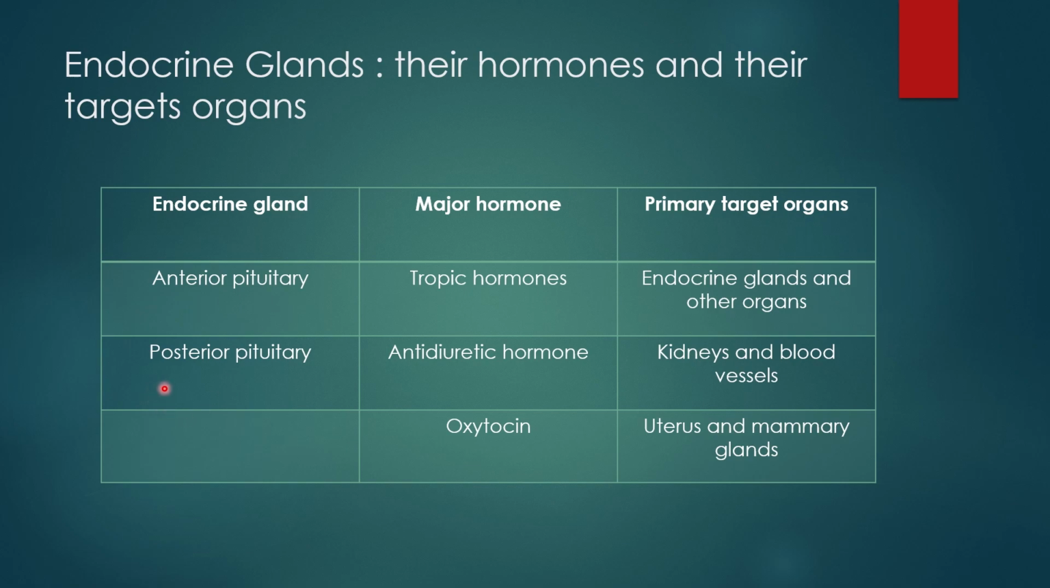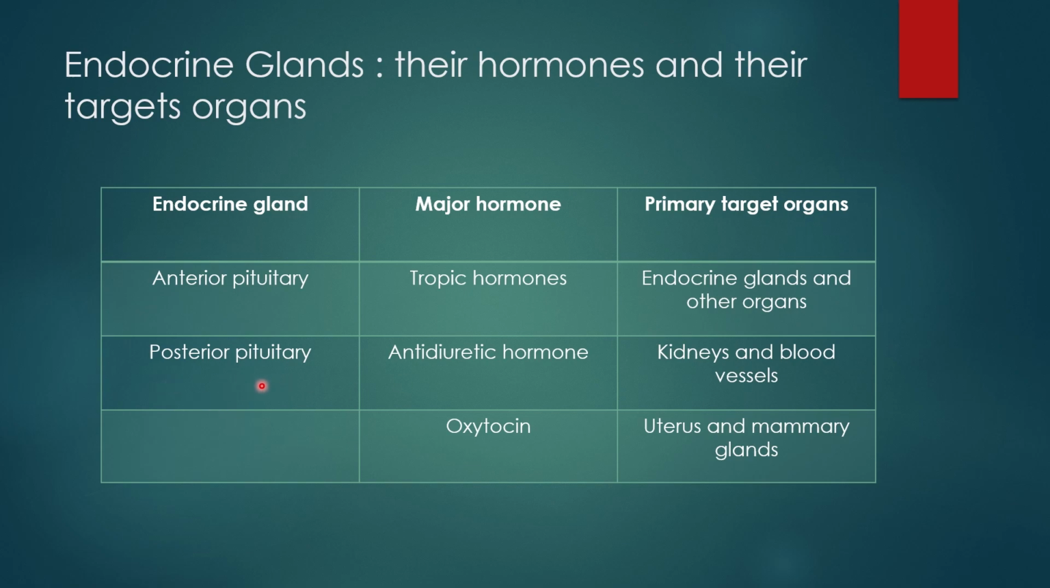Anterior pituitary and posterior pituitary, these two glands are under direct control of the hypothalamus. The anterior pituitary, which is also called adenohypophysis, synthesizes tropic hormones. There are seven tropic hormones. The targets for these tropic hormones are endocrine glands and other organs.